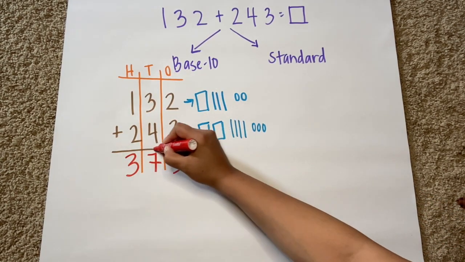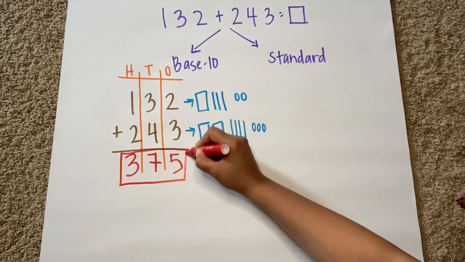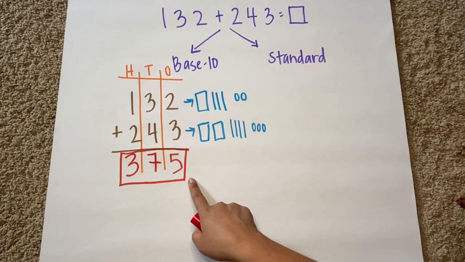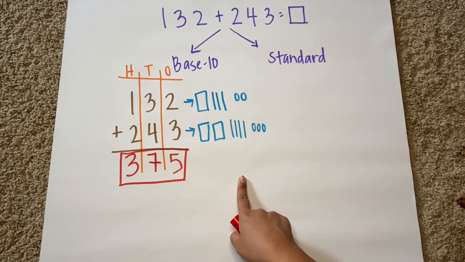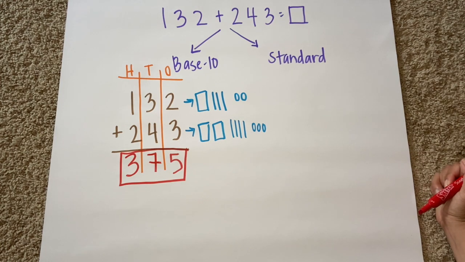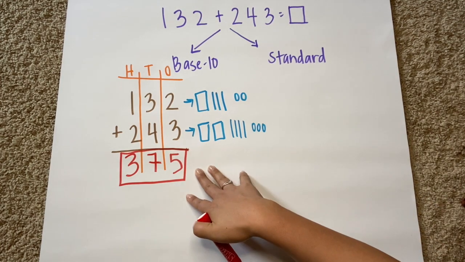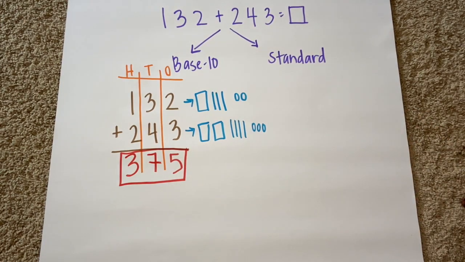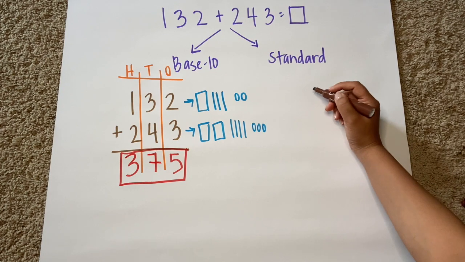So our answer is 375. If this was a word problem and we wanted to add the label, remember the label would go right next to it, but it's not. So we're just going to box our answer to show that it is our final answer. Now we're going to do the same problem, but using the standard form. Just like we did here, we're going to stack our numbers in vertical form.